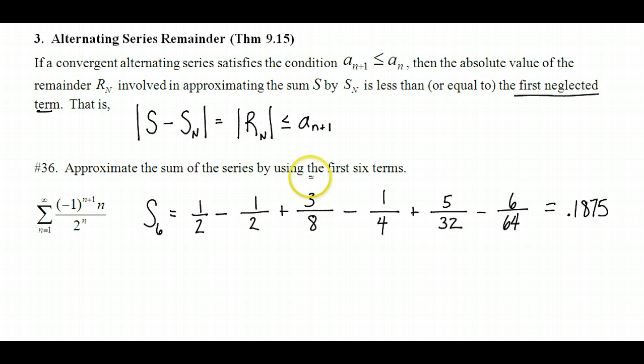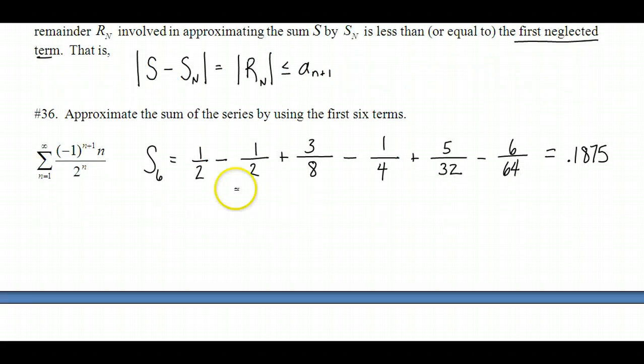But what this question is asking, and what we want here, we want to approximate the sum by using our first 6 terms, but going back to our alternating series remainder, it says we have to take into account our first neglected term. Well, our first neglected term would be that 7th term. And if we look at our 7th term, plug in your 7, you get 0.0547. So that's our first neglected term.